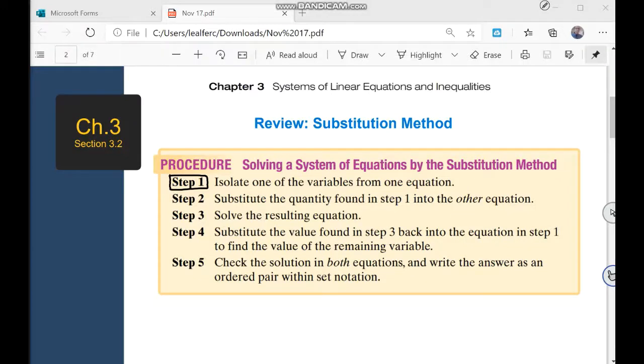Okay, this week we started System of Linear Equations, Chapter 3, and yesterday we started Substitution Methods. The procedure is this: step number 1, 2, 3. Steps 1, 2, and 3 are to find the solution. Steps 4 and 5 are to check. Step number 1 is the one we worked on in yesterday's quiz.